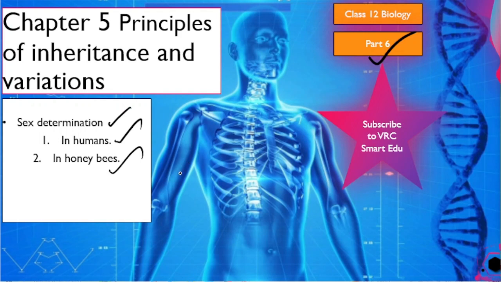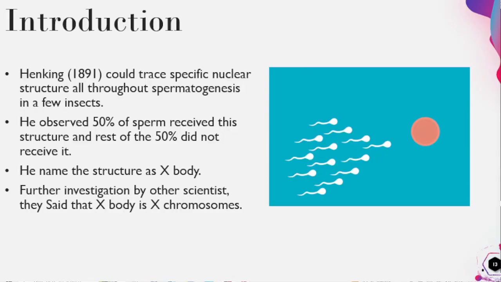Now let us get into today's video and quickly look at the introduction part. See here, Henking in 1891 could trace a specific nuclear structure all throughout the spermatogenesis in a few insects.